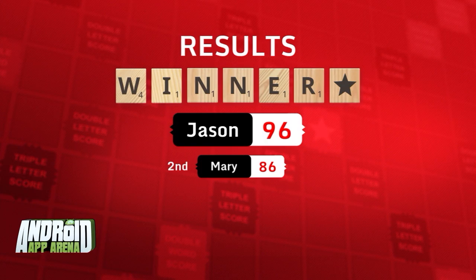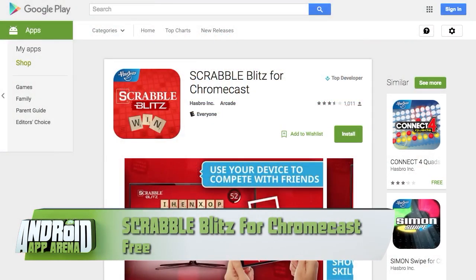Hasbro actually has a sizable selection of Chromecast games for franchises you've heard of plenty of times before. Find Scrabble Blitz for free in the Play Store.